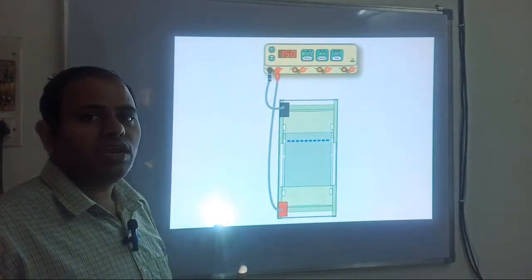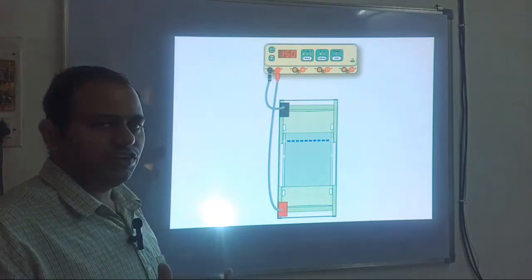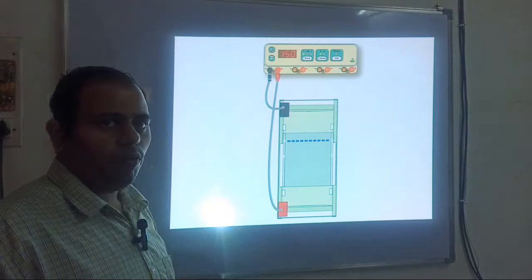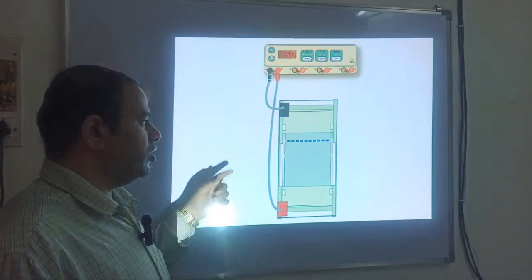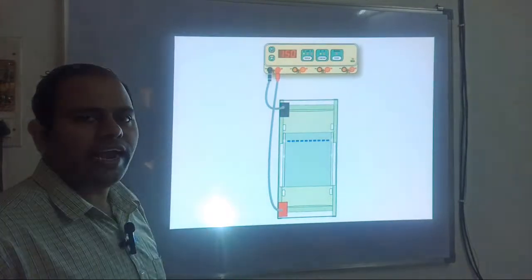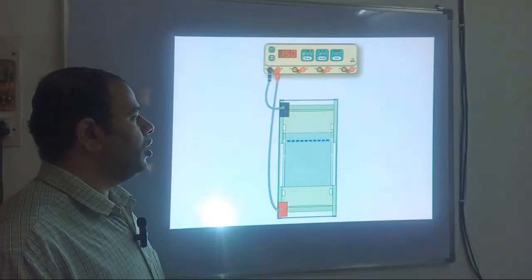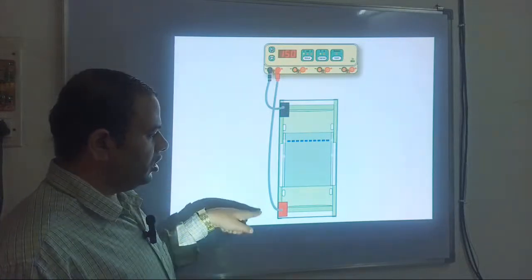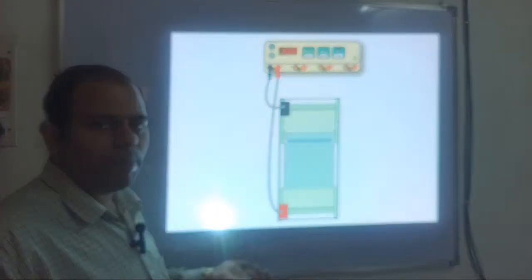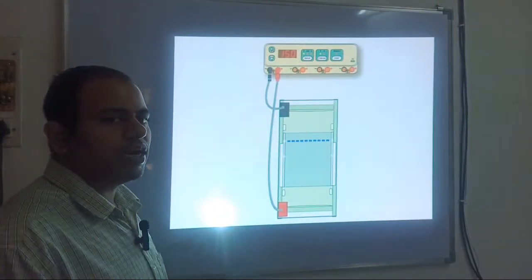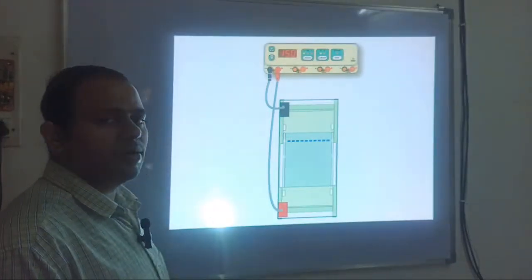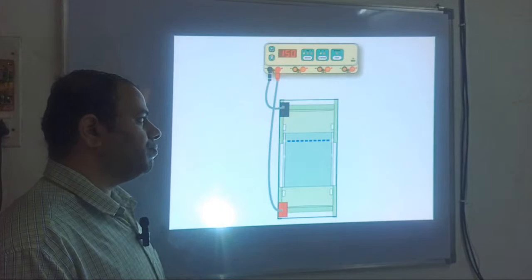There is a special casting assembly in which first a comb is kept, which forms the wells, and then the gel is poured. When the gel solidifies, the comb is removed and you get wells of the defined shape you want. Now this gel is kept in the electrophoretic chamber. Remember, the electrophoretic chamber is available in different capacities. I am going to show you photos of different kinds of chambers: flat bottom, vertical, and tube electrophoretic chambers.